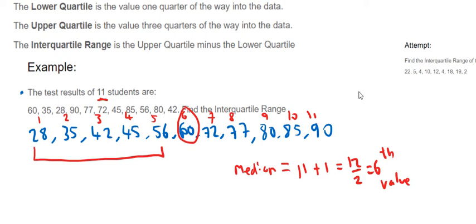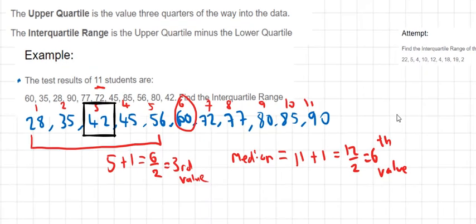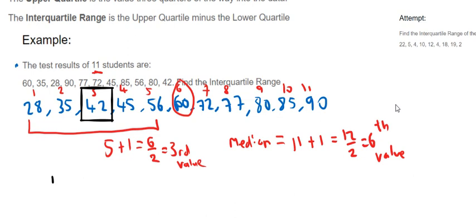So in order to do that, I'm going to do that trick I did again. Because there's 5 values there and I want the one that's in the middle, you can just do 5 plus 1, which is 6, and then divide that by 2. So that's 3. So it's going to be the third value. So the lower quartile has to be the third value, which is 42. So lower quartile equals 42.